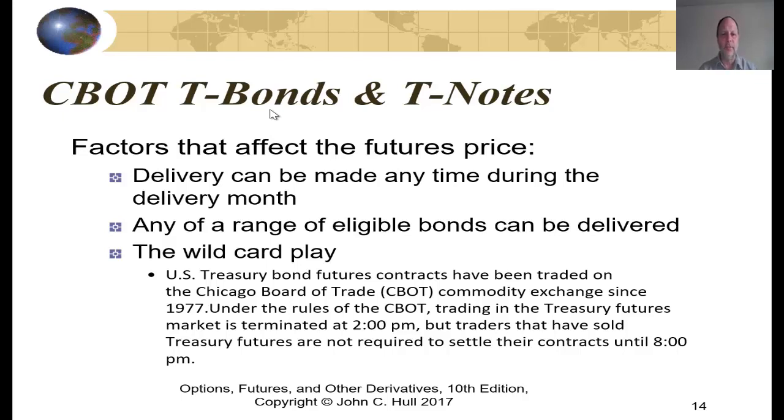Under the rules of the CBOT, trading in the Treasury futures market is terminated at 2 p.m. every day, but traders that have sold Treasury futures are not required to settle their contracts until 8 p.m. that evening. And of course, there are after-hours trades. So they have a 6-hour time period in which the value of the bonds can change, but the delivery price has been predetermined. Taking advantage of this is the so-called wild card play.